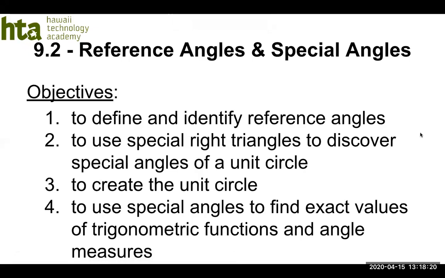What we're going to do is define and identify reference angles. That's going to take us like a minute. And then we're going to use special right triangles way back in geometry days to discover special angles of a unit circle. Then we're going to create the unit circle. You're going to see just the special angles part of the unit circle that we're going to worry about today. And then we're going to find exact values of trig functions and angle measures using those special angles. So lots of stuff to do with the unit circle today, mostly to do with special angles.